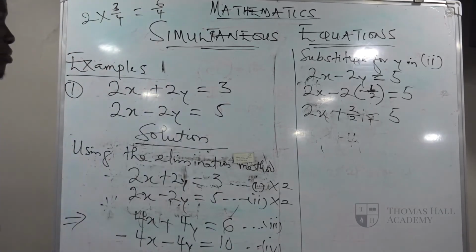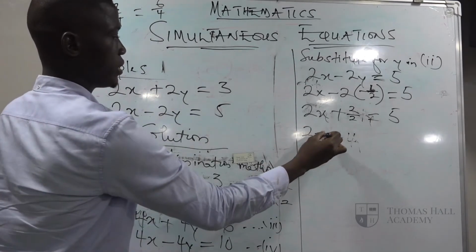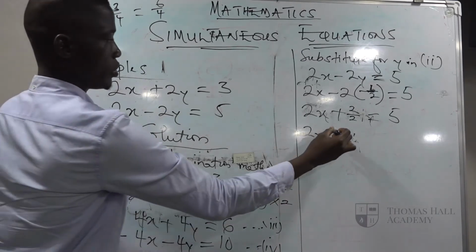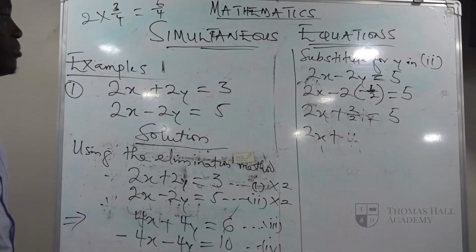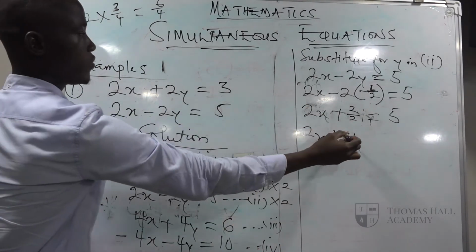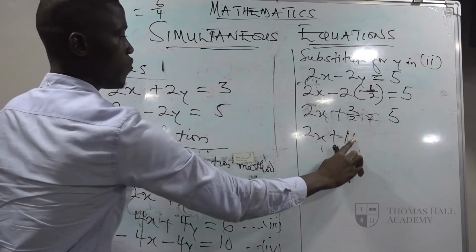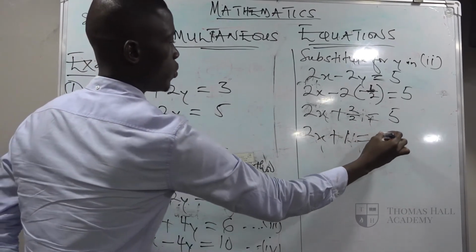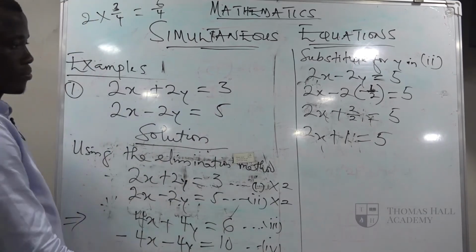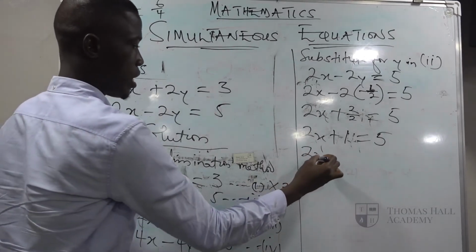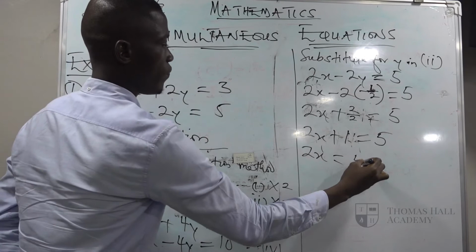That's what we have. Now let's break it down. 2x plus 2 divided by 2. 2 over 2 gives us 1, so 2x plus 1 equals 5. Just looking for x.